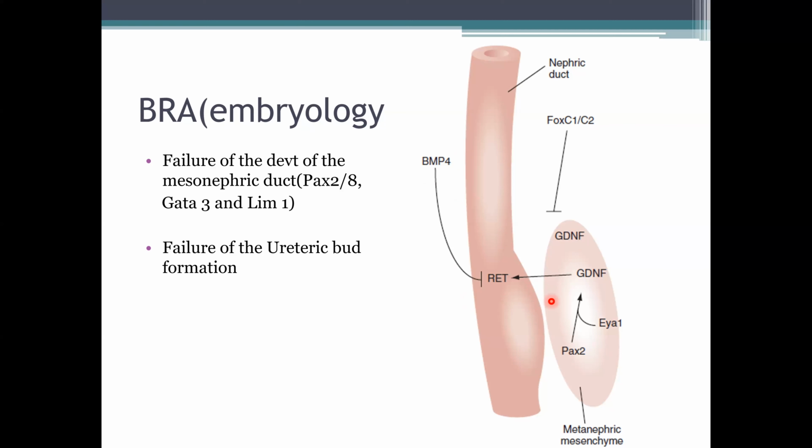And then, of course, when the interaction with the metanephric mesenchyme happens, the development into the nephrons and the collecting system happens, like we have already discussed. Let me just put back this and we continue.